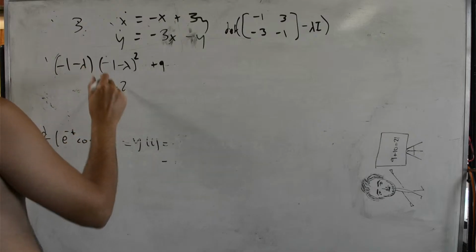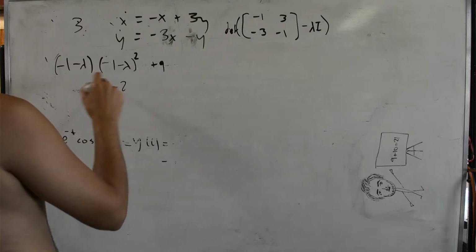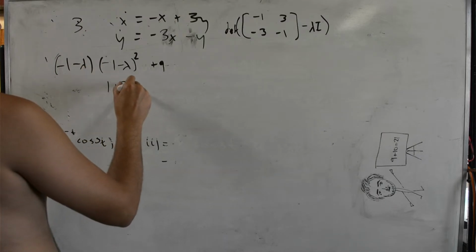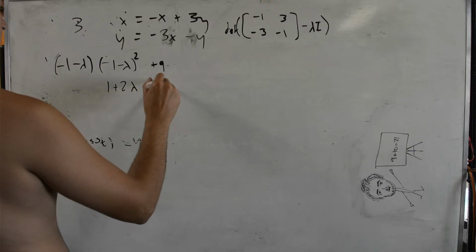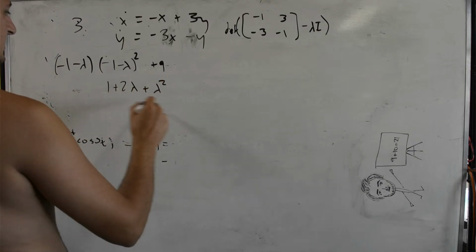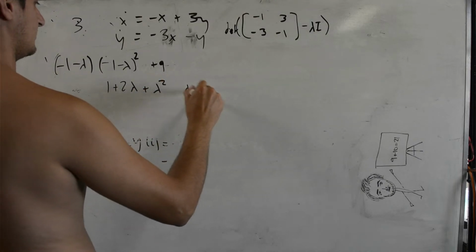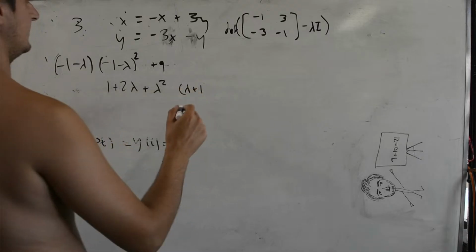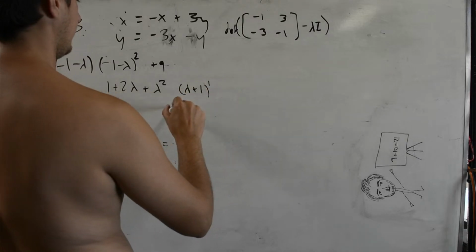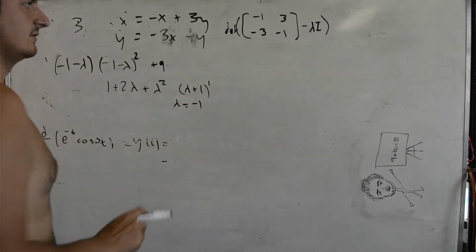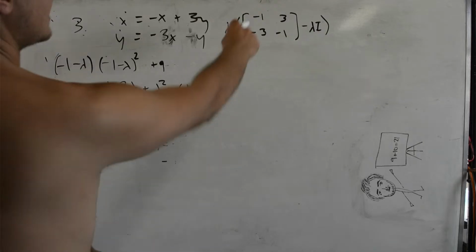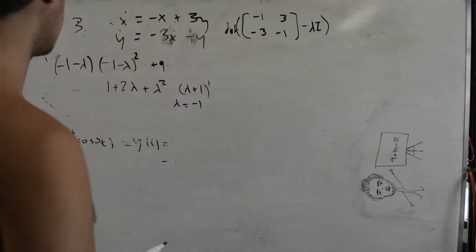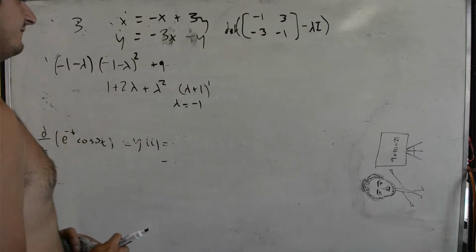So we're going to get minus 1 minus 2... or I can never do this. We get 1 plus 2 lambda plus lambda squared. So this is going to be lambda plus 1. Oh my gosh, wait. Yeah, this is the same as (lambda plus 1) squared. Lambda equals minus 1. This is the only eigenvalue. Of course it is. You could just look at that. That's obviously true.